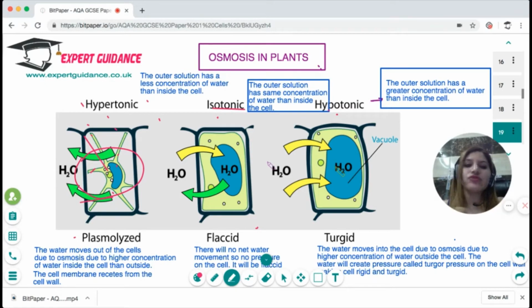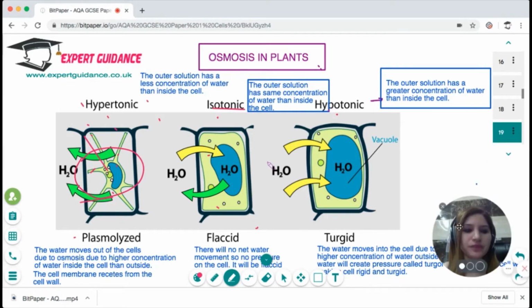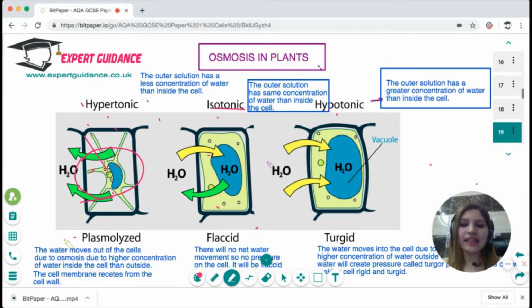That pressure is known as the turgid pressure or turgor pressure, and that makes the plant cell keep its proper shape. On the other hand, if we place it in an isotonic solution, it will have the same concentration of water outside and inside. So there's no net movement of water. As a result, no pressure will build up and the cell will be soft. So in the plant cell, there are three terms: turgid, plasmolysed, and flaccid, and you need to remember these terms.